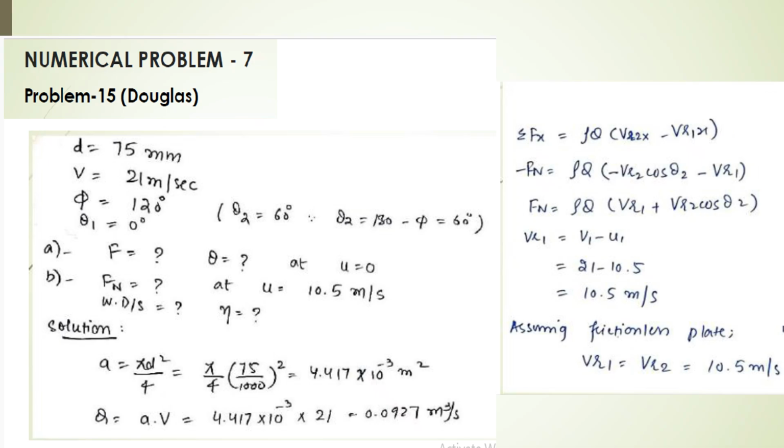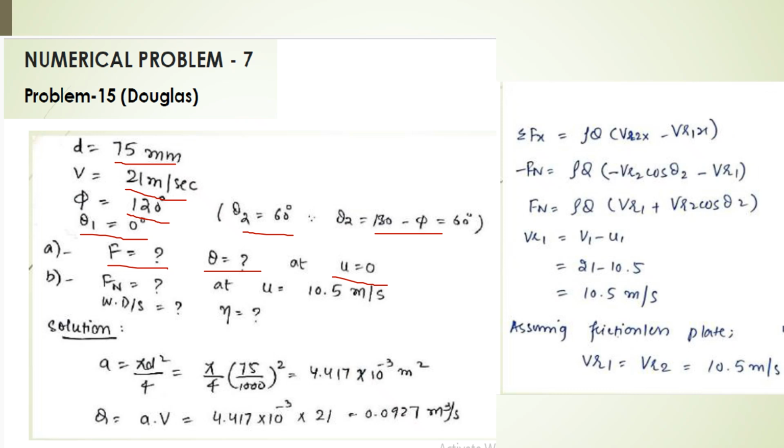Now we can solve numerical problem number 7 easily, where the diameter of the jet is 75 millimeter, the velocity of the jet is 21 meter per second, and the deflection angle is 120 degrees. From there, theta 2 can be calculated as 180 minus phi, so theta 2 is equal to 60 degrees. Theta 1 is equal to 0 degrees. This is the half bucket of the Pelton wheel. You need to find the force of the jet and the discharge where the plate is stationary, it's not moving, so u is equal to 0.